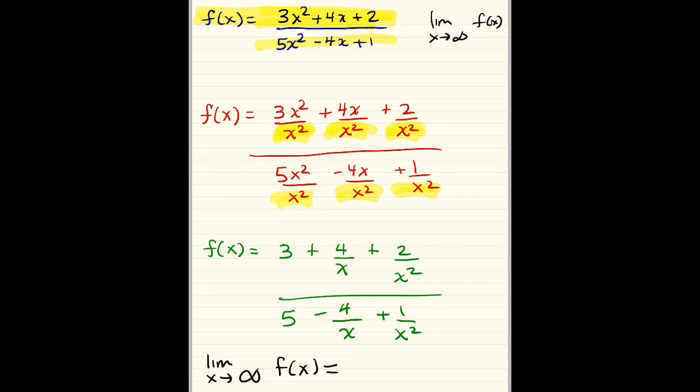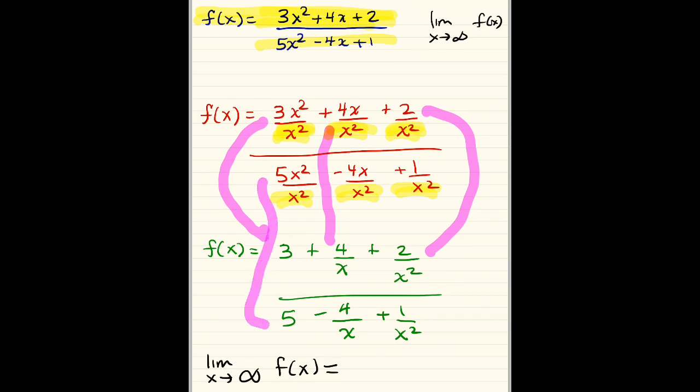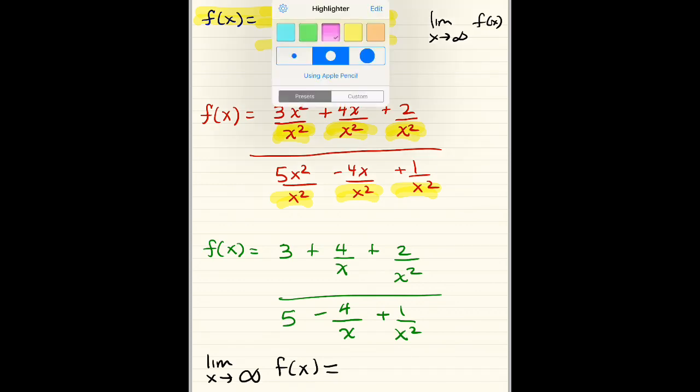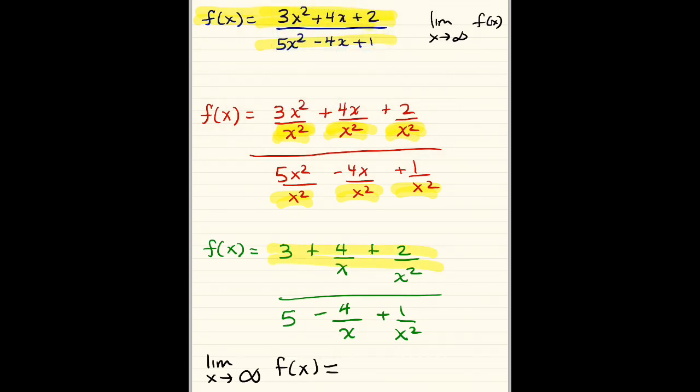Once you do that, this is going to reduce to this guy right here. 3x squared over x squared is just 3. 4x over x squared leaves you with an x in the denominator. And this guy here, well, that's just 2 over x squared. We do the same thing for the denominator here. 5x squared over x squared gives you 5. This gives you him, and then this gives you him. Okay? So with that being said, I'm left with the green now. So I'm left with this.